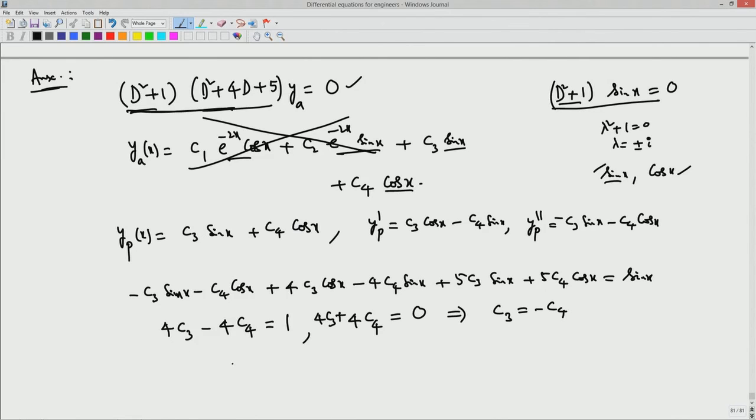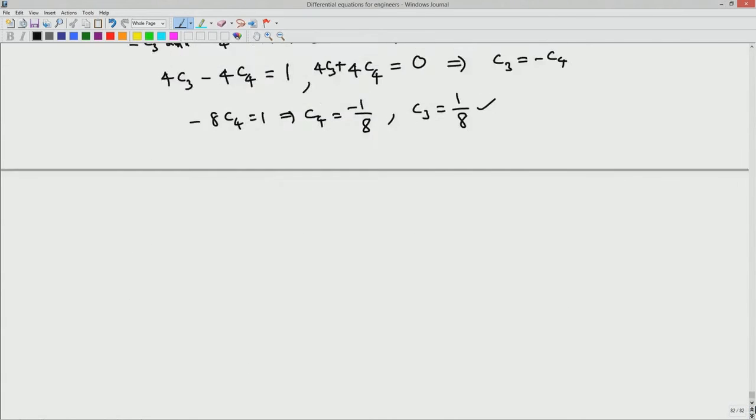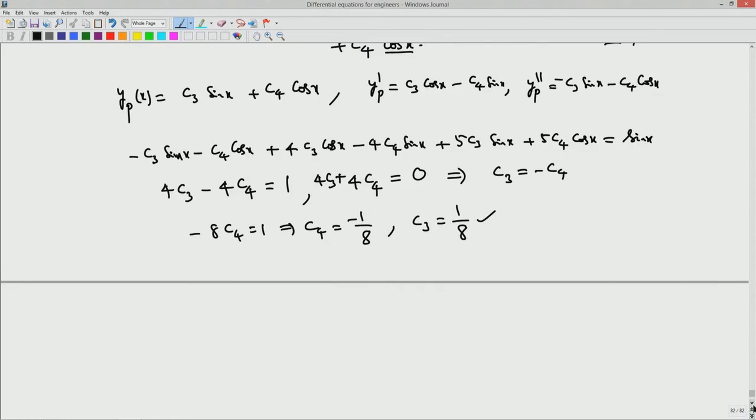Once C3 equal to minus C4, what is my C4? So, substitute here. So, you will have minus 4 C4 minus 4 C4, so it is going to be minus 8 C4 equal to 1, that will give me C4 equal to minus 1 by 8, and C3 is simply 1 by 8, that is all. So, you have got the solution, very simple. The method of undetermined coefficients gives you the solution in a simpler way, you can find it in an easier way. So, yp of x is simply 1 by 8 times (sin x minus cos x), this is your solution.